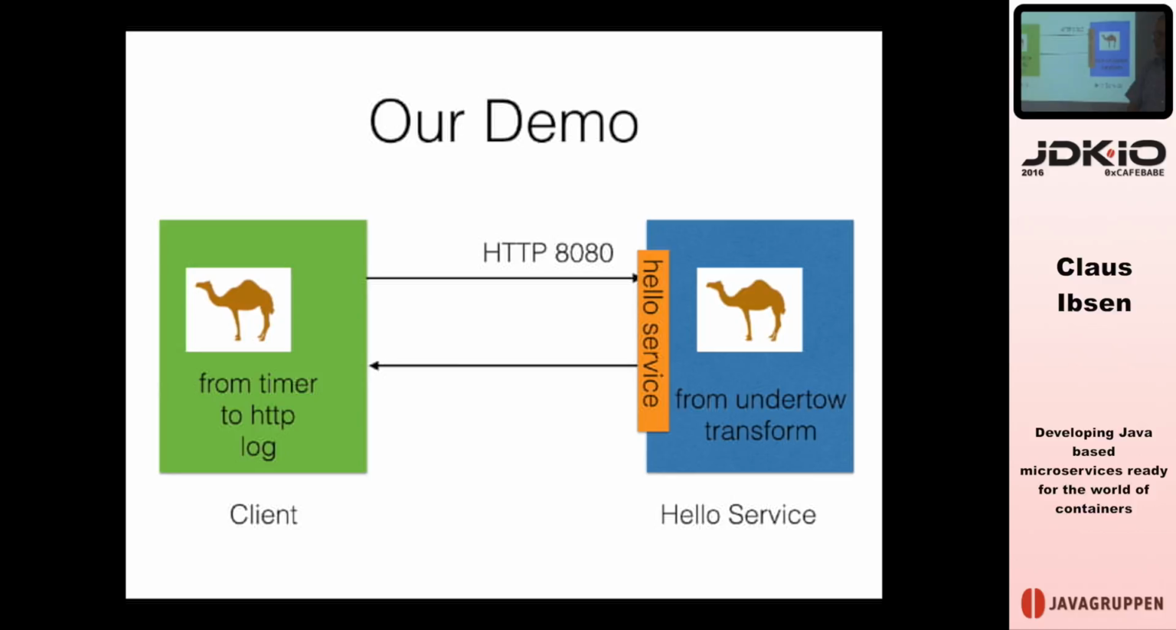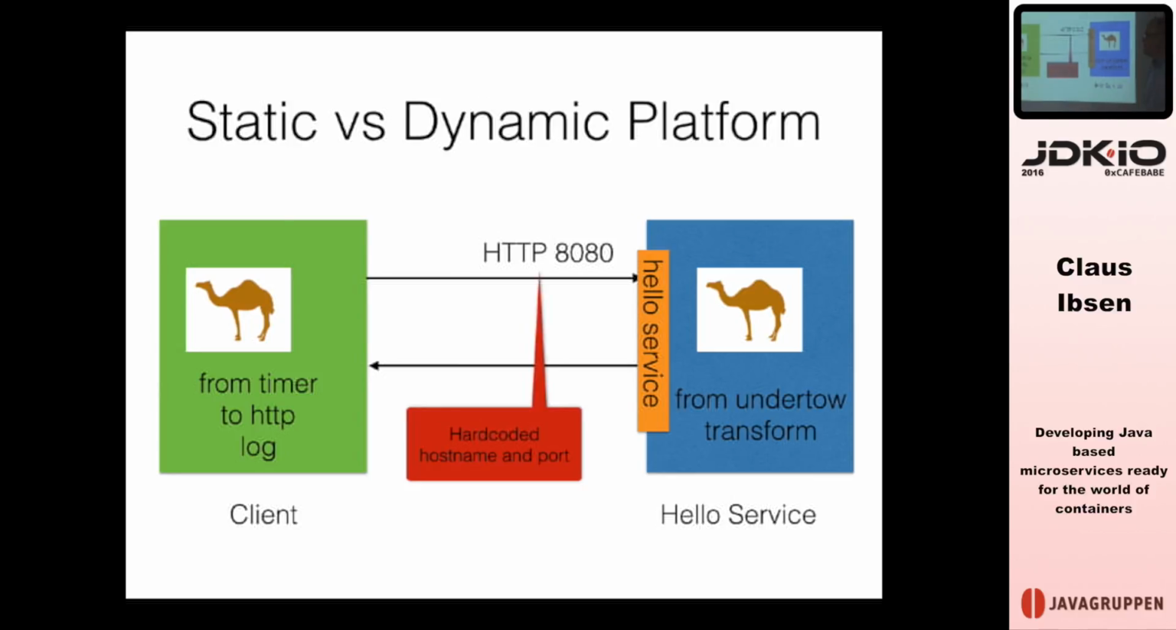Didn't you just say it had its own IP address? Correct. Localhost? Exactly. So it's the static versus dynamic platform. So the application, the Hello World server, is running at an IP address somewhere. I don't know, but I need to know that.